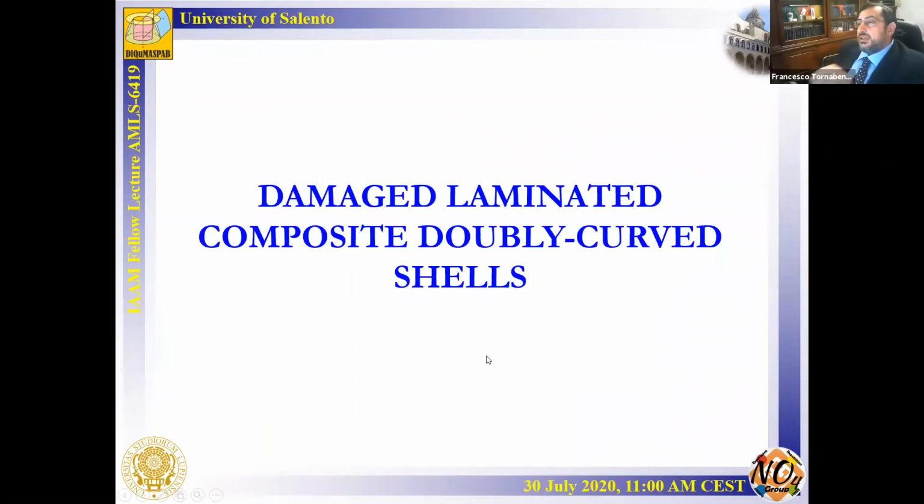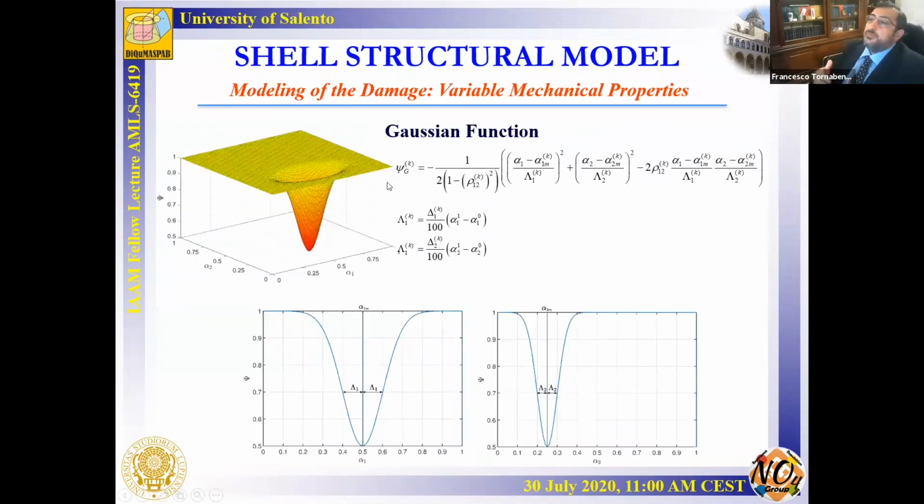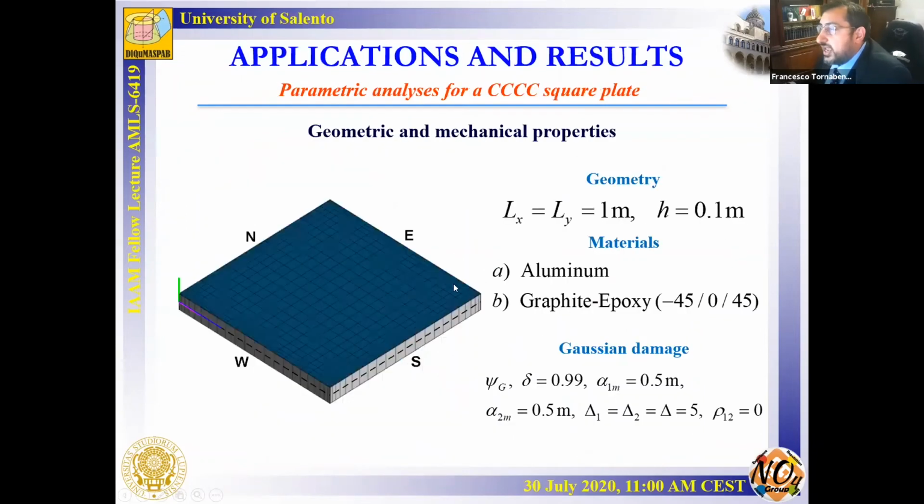After that, I want to show you the last topic of this lecture, which regards damaged laminated composite doubly-curved shells. Here I have represented the model that I use to model the damage, and in particular I have considered that the material properties can decrease in a small area, for example using a Gaussian function or an ellipse shape function, and I skip directly to the results.